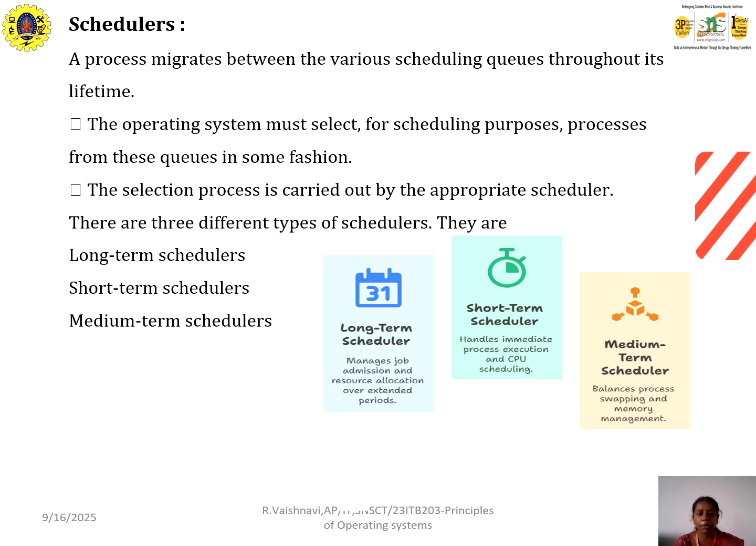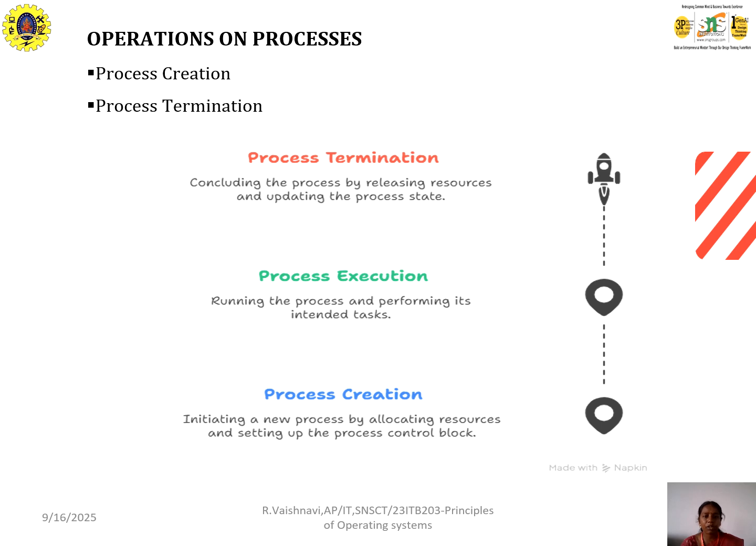The long term scheduler manages job admission and resource allocation over extended periods. And then the short term scheduler handles the immediate process execution and CPU scheduling. The medium term scheduler balances the processes, swapping and memory.